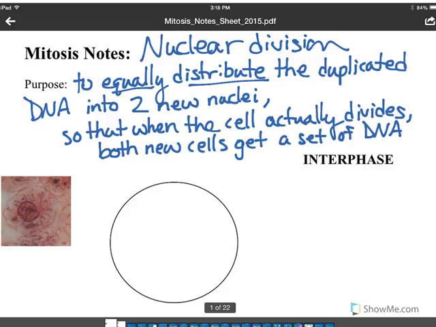And the reason you want to do that is so that when the cell actually divides, both of your new cells are going to get an identical copy or set of DNA. We want to make sure that your new cells have the right amount of DNA in both cells.